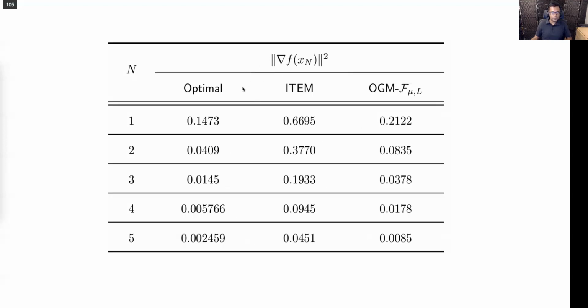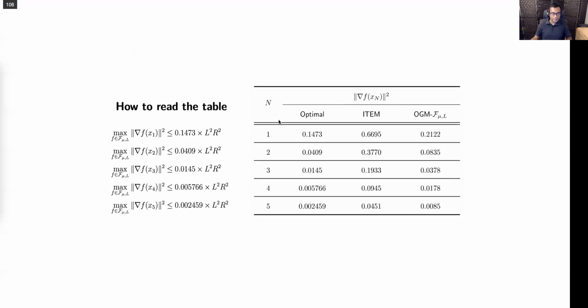This shows the convergence rate of BnB-PEP algorithms with popularly known algorithms. And as you can see, BnB-PEP is actually doing better with respect to ITEM and OGM-FMU. So how do you know that it's doing better? Because the way it's reducing the performance measure is actually smaller than the other algorithms that we are comparing it with.